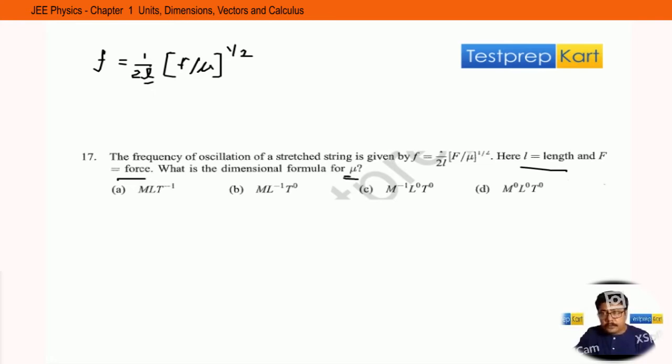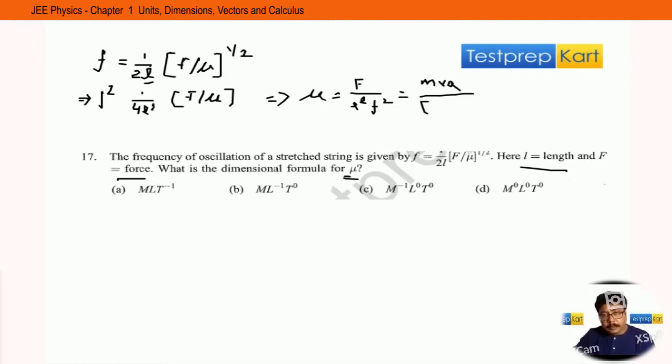So to remove the square root, we need to make the square of both sides. So it should be f square equals 1 by 4L square times F by mu. So if I take mu to this side, what will be the value? F by L square f square, right? What is the value of F? F is M into A, by L square, means L to the power 2. What is f square? 1 by T is the frequency, to the power 2, squared.